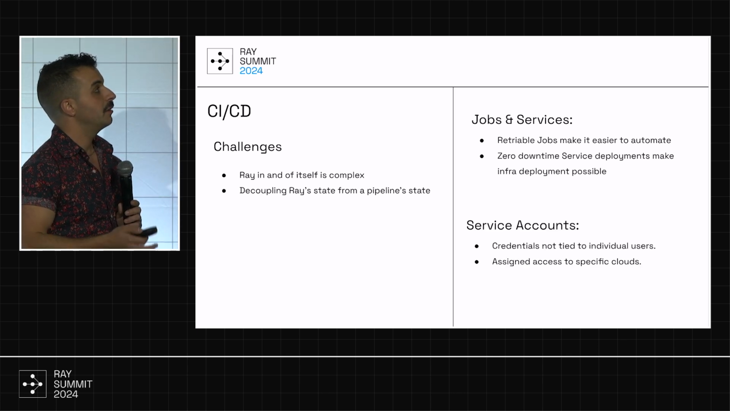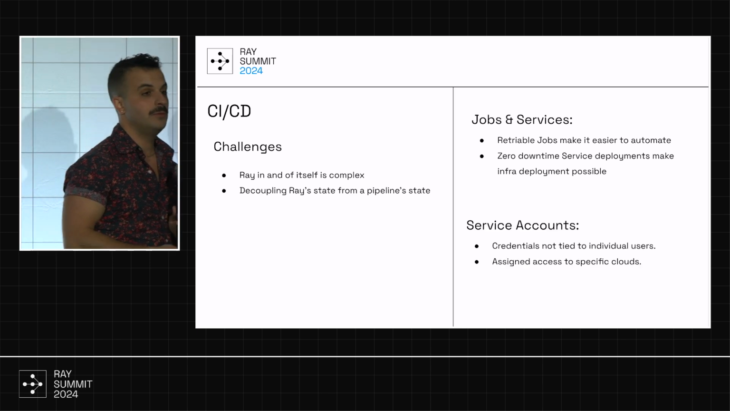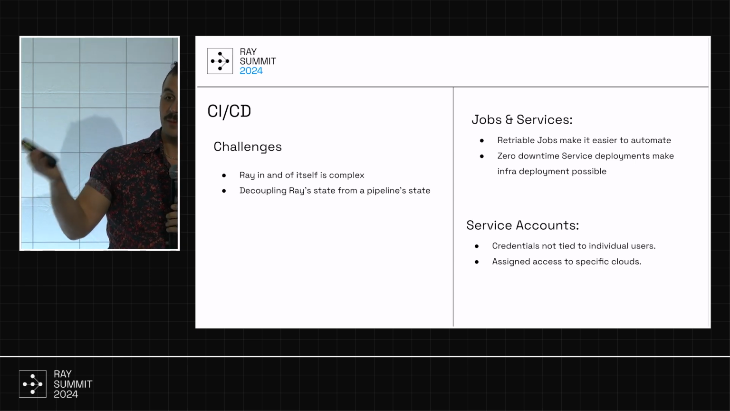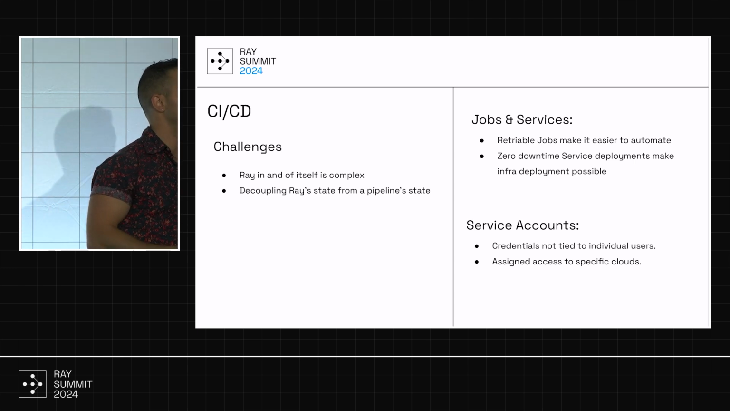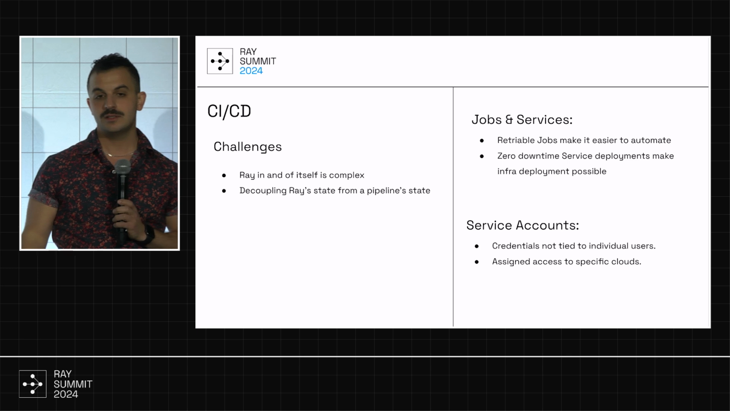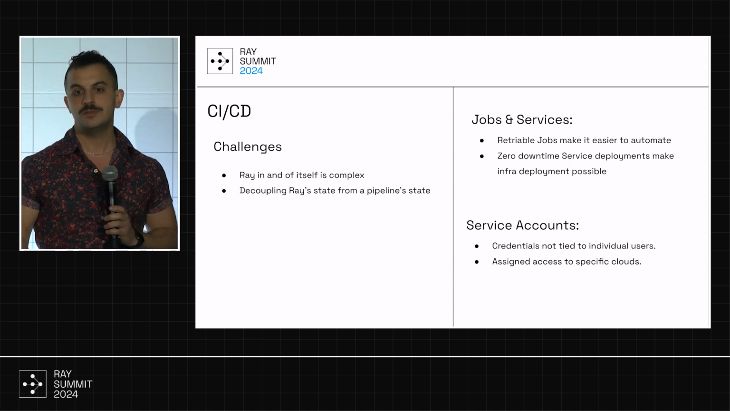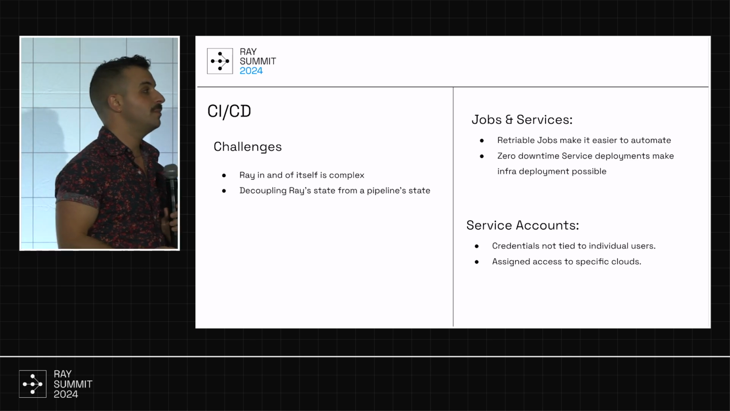And then ultimately integrating with a pipeline also involves credentials. We're not going to open up our endpoints for everyone. So we need a way to trigger these actions that aren't necessarily coupled to individual users. This is where service accounts become very critical.